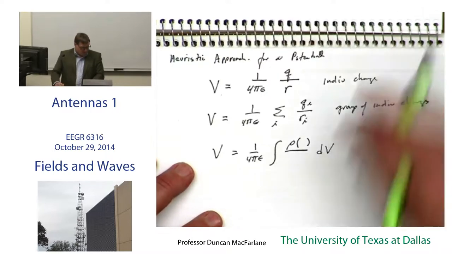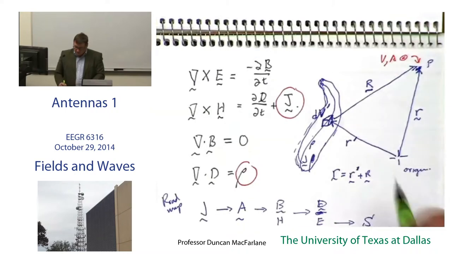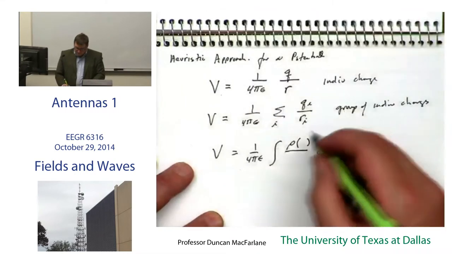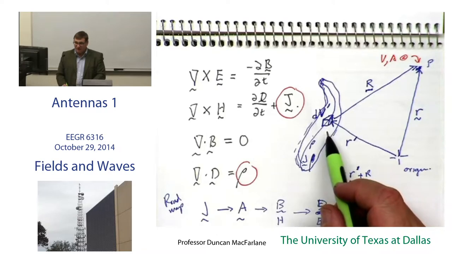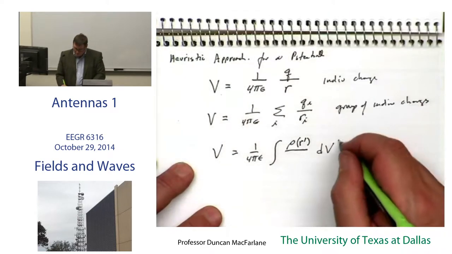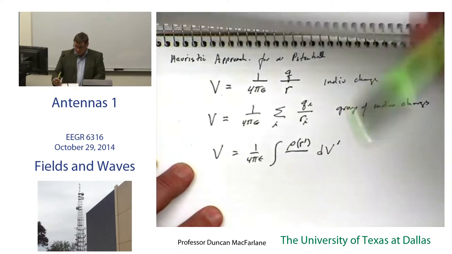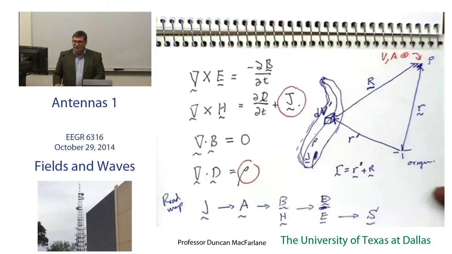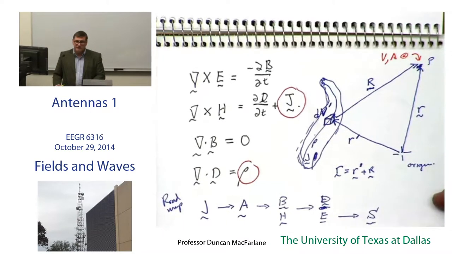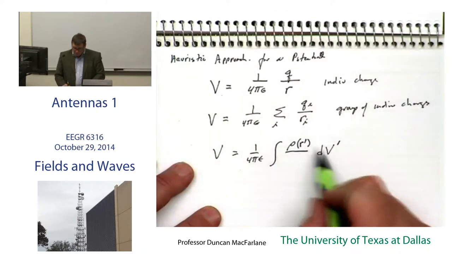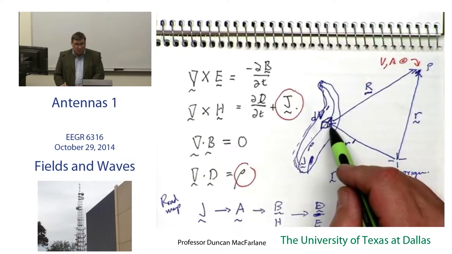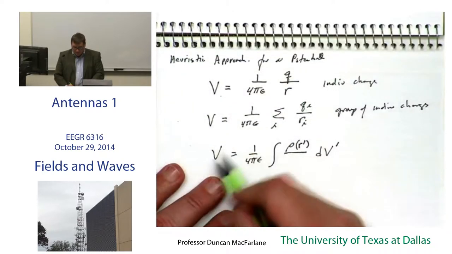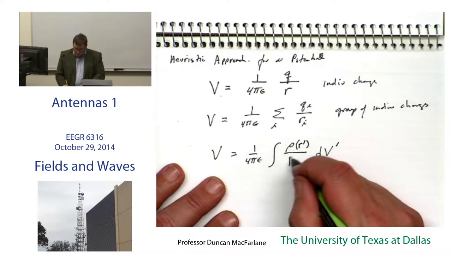Okay? And here's where we have to kind of look at things a little bit. The charge distribution is going to be located at my R prime coordinate, right? And I'm going to integrate over the volume that is that ugly looking blob of an antenna. Okay? So the R prime coordinate system locates us to the source, and then connecting a point on that with the observation point P, where I care about what my potential is, will be the capital R.